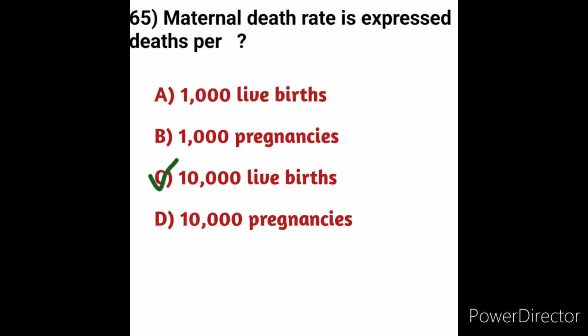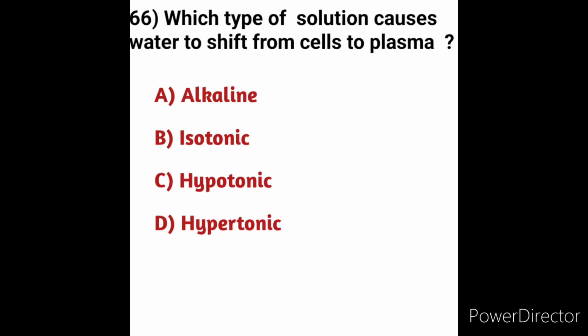Next we will move on to question number 66. Which type of solution causes water to shift from cells to plasma? We will see the options. Option A, alkaline. Option B, isotonic. Option C, hypotonic. Option D, hypertonic. We will see the options in detail.